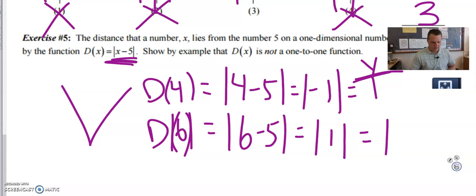Okay, so I know this might be a little tricky. Hopefully you got it. It's essentially the horizontal line test. So we can go over it again if you have any questions. Of course, we'll go over it in class.